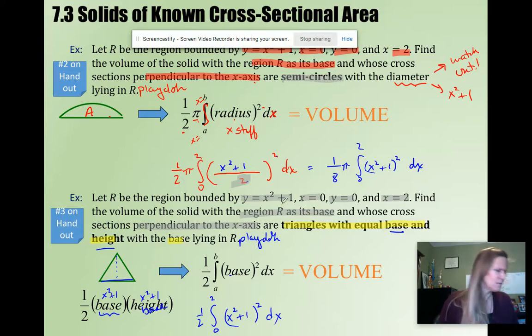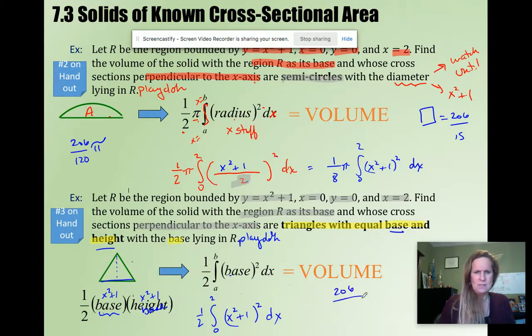I did write down answers for these. The first one, with squares, I just found my work: 206 over 15. The answer with semicircles was 206 over 120 pi. And this one was 206 over 30. That shouldn't be too much of a surprise, because this was x plus 1 squared. Whoops, sorry, the square was. Sorry, not the semicircle.